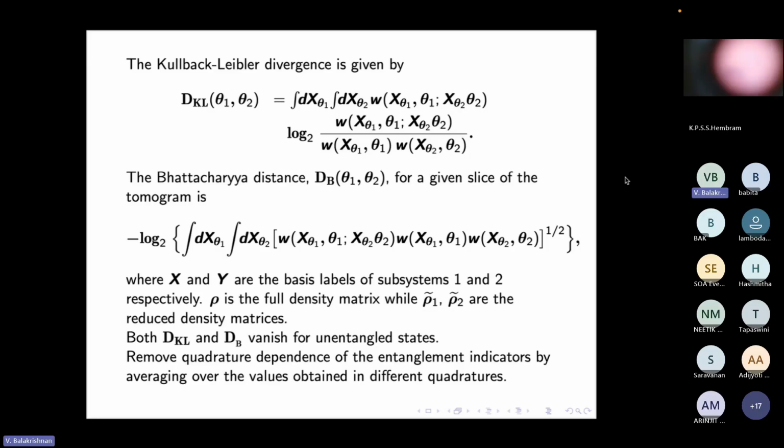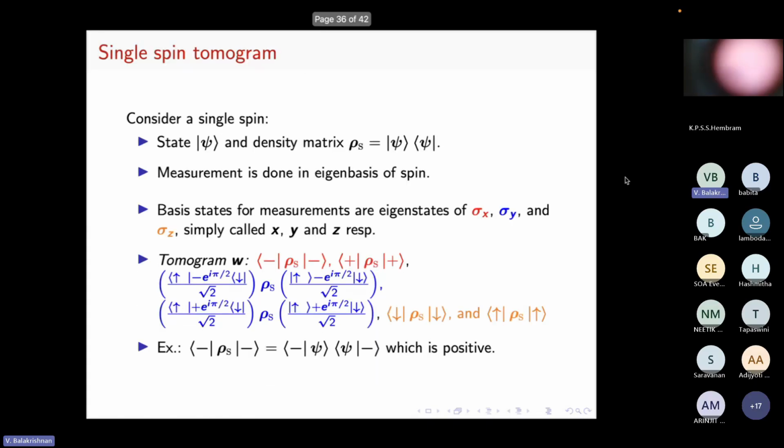So DKL and DB also vanish for unentangled states. You can average over the values obtained in different quadratures to get the average value of DKL and DB. Now, these entanglement indicators have been extensively used by us in the context of continuous variable systems. But today, I just want to conclude with some brief comments about qubits.